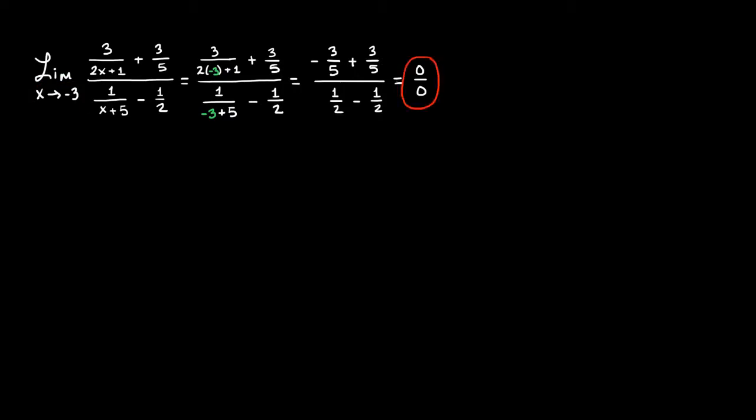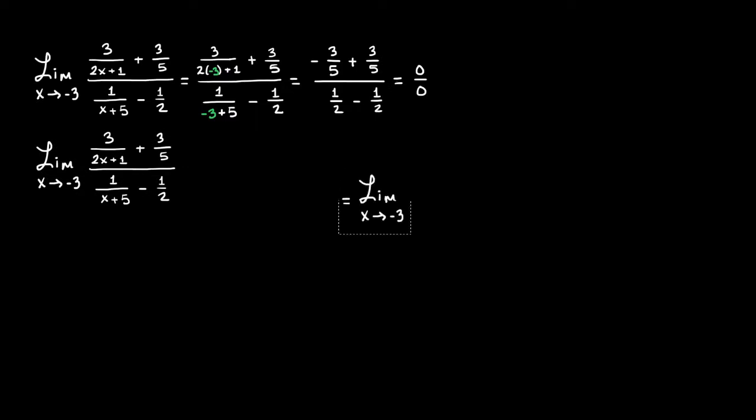Now the thing is, just by looking at the limit, we have two fractions in the numerator and two fractions in the denominator. So in a sense, what we have to do is get a common denominator for both the numerator and the denominator. So let's get to it. Here is the limit already copied down below, and let's proceed with the algebra.